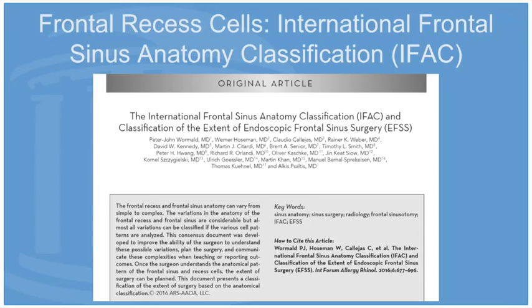Now, most of you are probably already familiar with the classification of frontoethmoidal cells that was initially described by Bent and Kuhn back in the early 1990s. What some of you might not be as familiar with is this 2016 consensus document known as the International Frontal Sinus Anatomy Classification, or IFAC. This scheme was developed by a consortium of sinus surgeons in order to standardize the nomenclature of ethmoidal cells in the frontal recess region. And it was based largely on that early work by Kuhn as well as other authors.